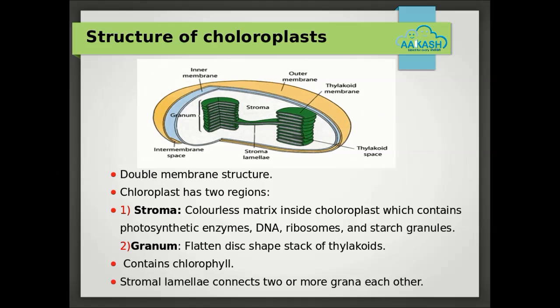Structure of chloroplasts. The chloroplast has a double membrane structure with an outer and inner membrane. It has also one more inner layer called the thylakoid membrane, which forms flattened discs called thylakoids, and its stacks are called grana. Grana are interconnected by stromal lamellae. Photosynthesis takes place inside the thylakoid membranes containing chlorophyll. In the presence of sunlight, through the process of photosynthesis, it converts carbon dioxide into organic compounds and releases oxygen.